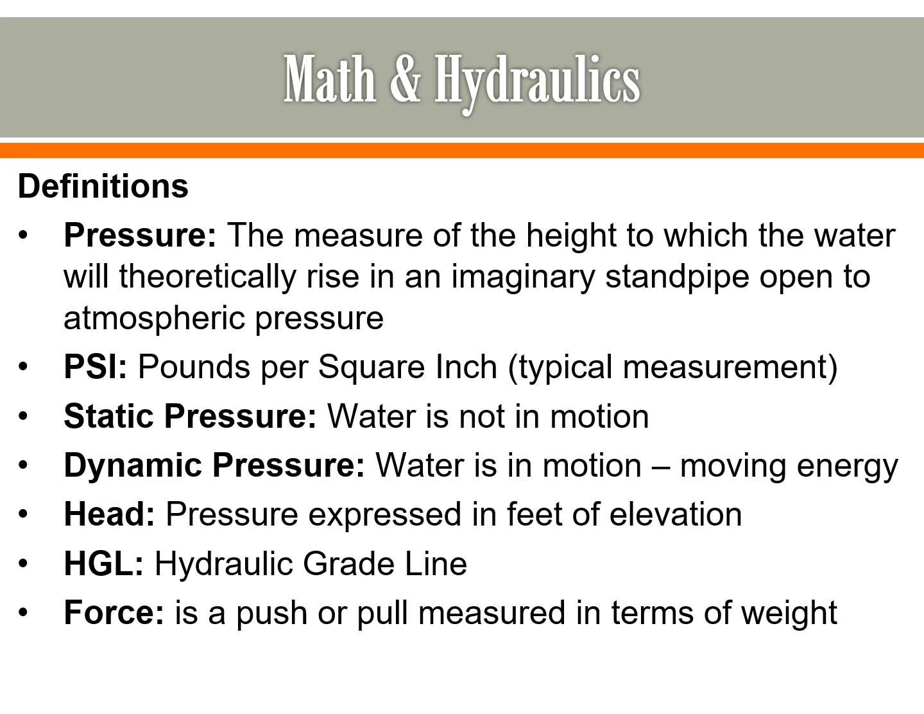You have PSI, which we all know is pounds per square inch; static pressure, which is water that is not in motion; and then you have dynamic pressure, which is water in motion. Head is pressure expressed in feet of elevation, kind of the inverse of pressure. You have HGL, which is hydraulic grade line. And last, we've got force, which is a push or pull measured in terms of weight.